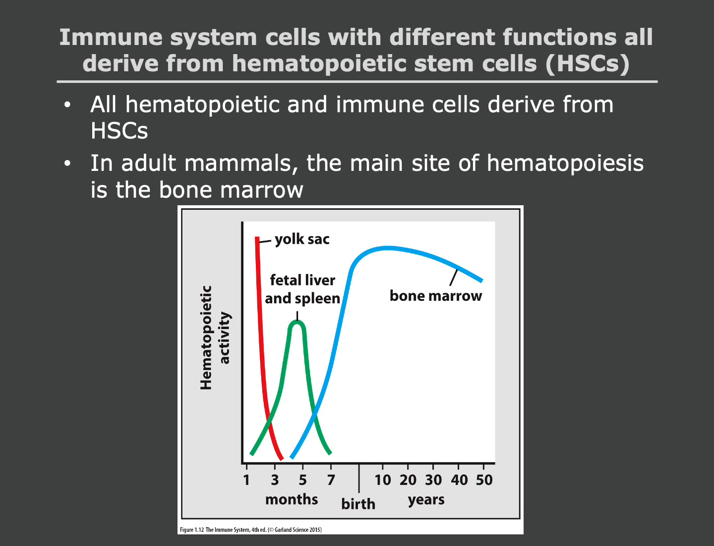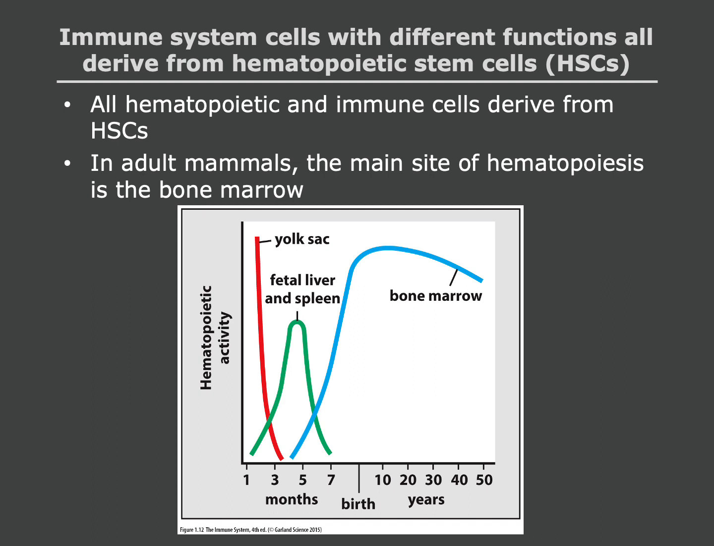So first, let's talk about where all these immune cells come from. Well, all these immune cells come from cells that we call hematopoietic stem cells, all right? In adult mammals, the main site of hematopoiesis is the bone marrow.